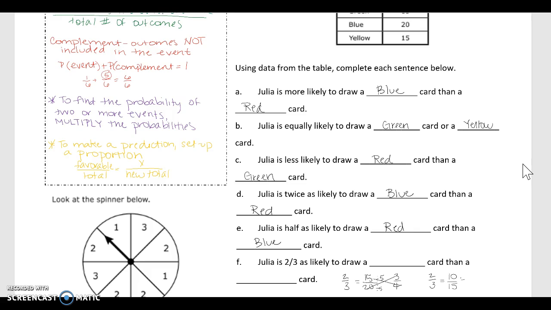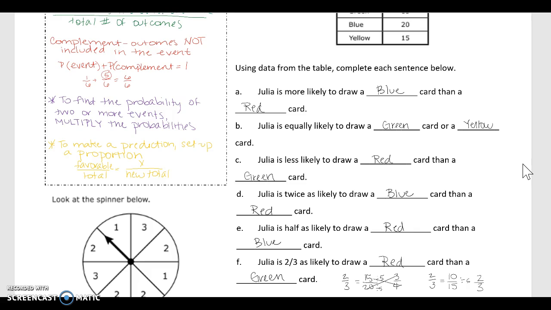10/15. So if I divide by 5, I have 2/3. So that's right. So the first blank is going to be the 2 or the 10, so that has to be red. And then the second blank is the 3, has to be the 15, so it can either be green or yellow.